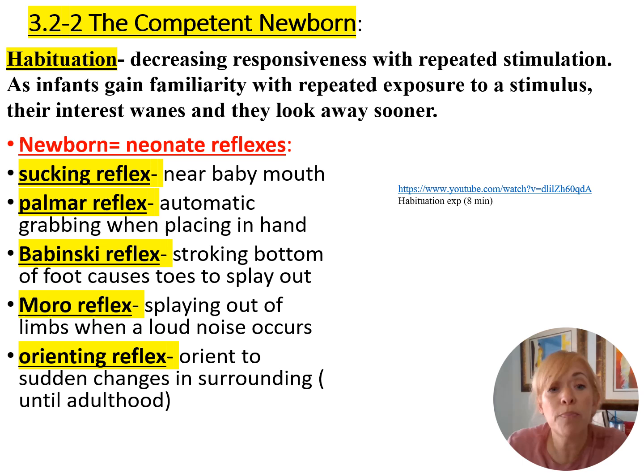So remember the palmar reflex, the Babinski, Moro, orienting, and there are others that we haven't mentioned, like the eye blink and the swallow and the breathing. But I mean, those are almost obvious, right? So these are the ones you have to know. These are the ones most tested.